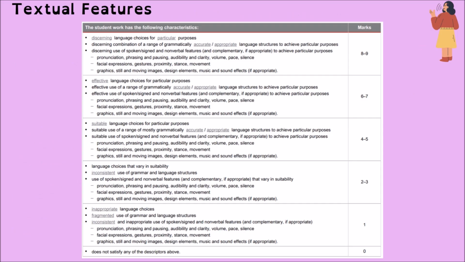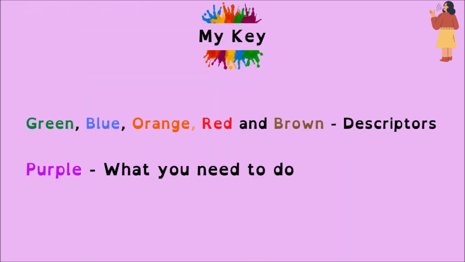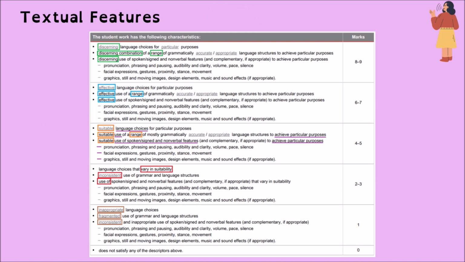So let's have a look at the textual features criterion annotated. So again, in purple is what you need to do, and then we've got our descriptors there. So the first thing you need to do is make the language choices for particular and deliberate purposes. The second thing you need to do, you'll see that word range in there from 4 through to 9, is use a range of sentence and grammar structures. And then lastly, you need to use those different forms of verbal and non-verbal communication for effect. And hopefully you're aiming for that top end of the criteria.